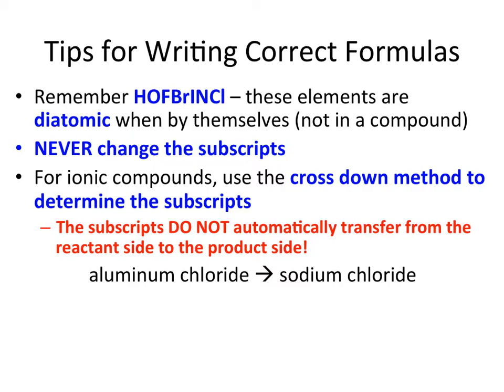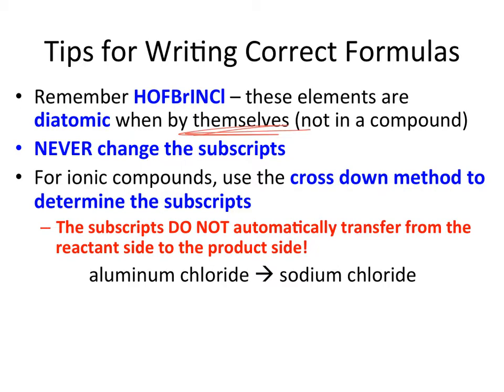Some tips that you should remember: remember HOFBrINCl. HOFBrINCl are elements that are diatomic when by themselves. That's the key thing here, that it's when they're by themselves. When they're in a compound, you have to look at the oxidation states, or the charges, of the other things they're bonding with. So for example, we'll look at it in the bottom here.